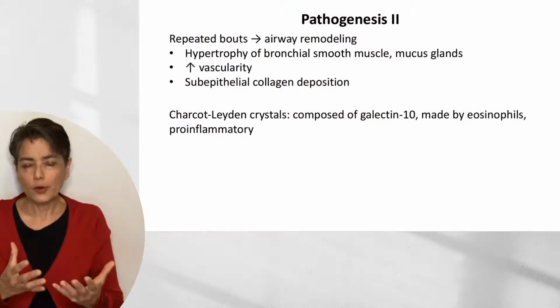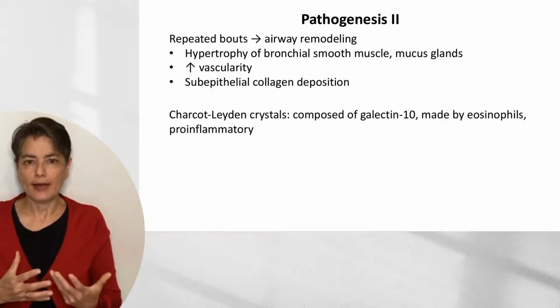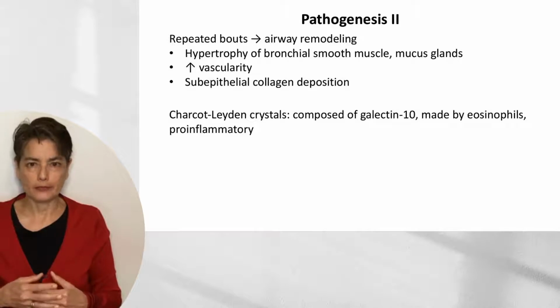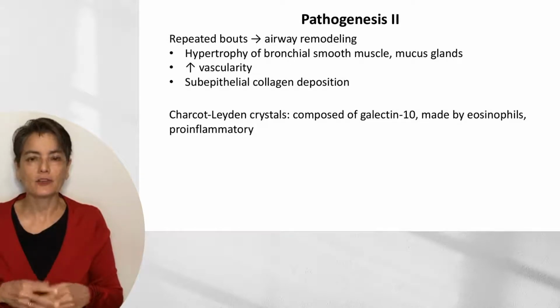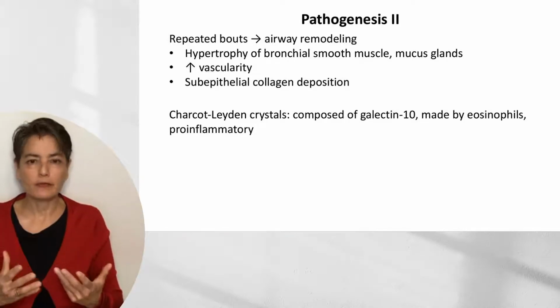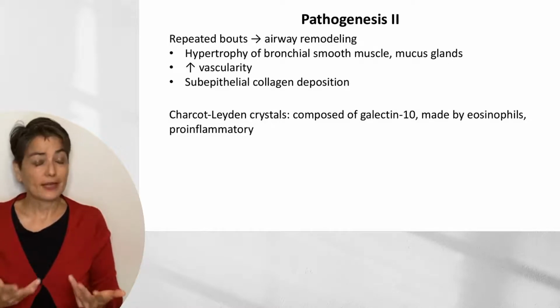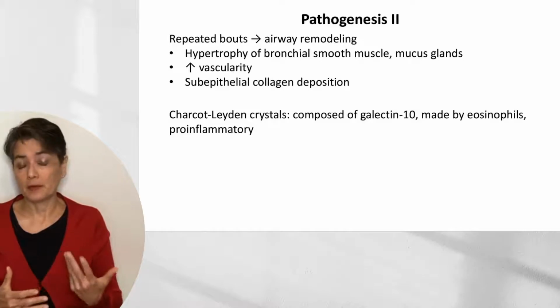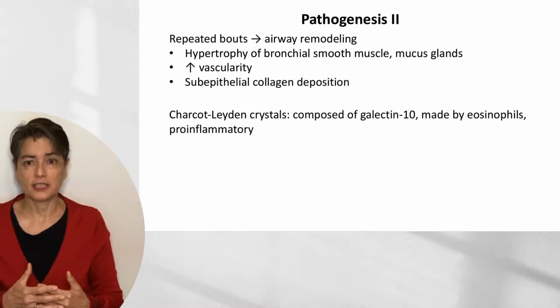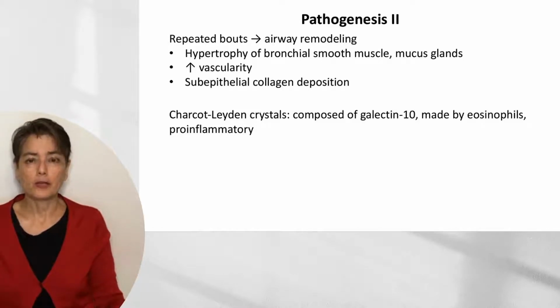So, once you have repeated bouts of asthma, we're going to get airway remodeling. So if you had just that first instance of asthma, are immediately put on treatment, you never experience asthma again, you will not get this airway remodeling. However, that's not what happens for patients, and particularly for patients who have lack of access to care, they don't get the appropriate treatment. And over time, we're going to see hypertrophy of our bronchial smooth muscle as well as our mucus glands, increased vascularity, and subepithelial collagen deposition.